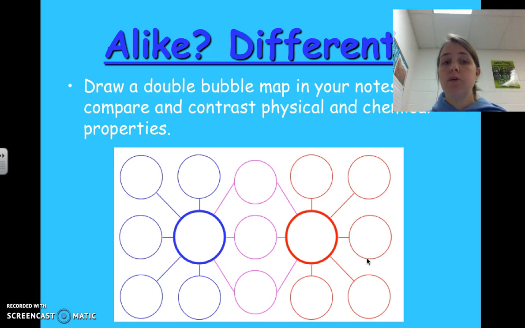So really quick, in your notes, I'd like you to do, you don't need to do a bubble map like this, but you can do a Venn diagram to compare chemical and physical properties. Please write down any questions you have.